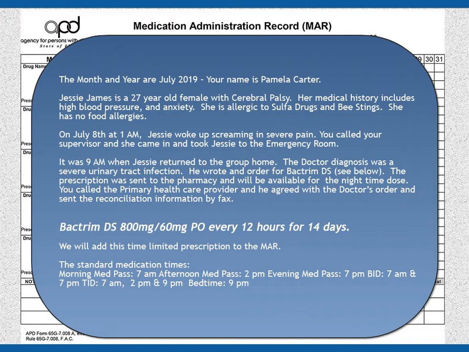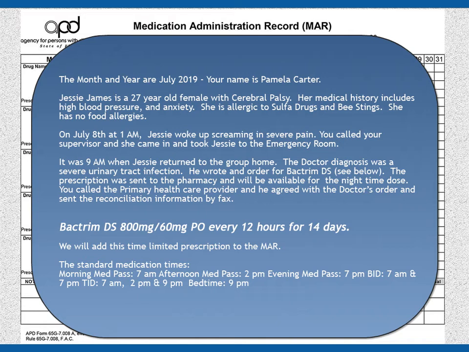On July 8th at 1 a.m., Jesse woke up screaming in severe pain. You called your supervisor and she came in and took Jesse to the emergency room. At 9 a.m. on July 8th, when Jesse returned to the group home, the doctor's diagnosis was a severe urinary tract infection. He wrote the order for Bactrim DS, see below. The prescription was sent to the pharmacy and will be available for the nighttime dose.